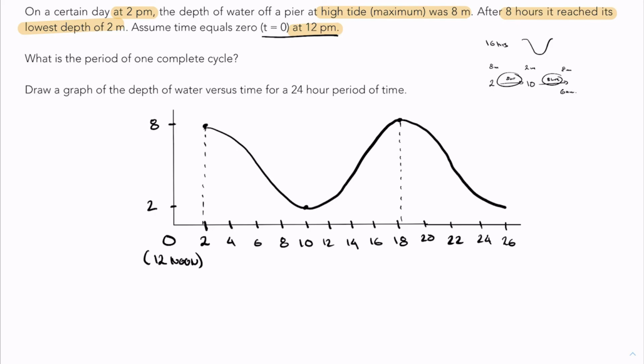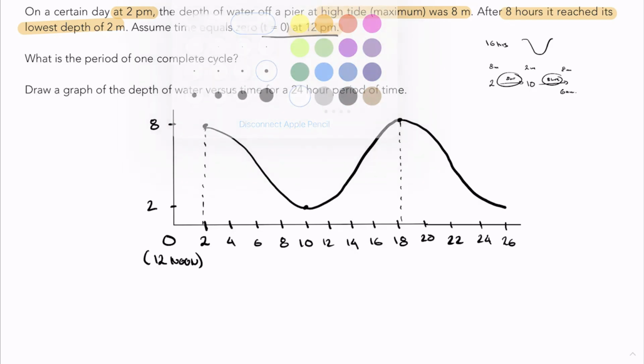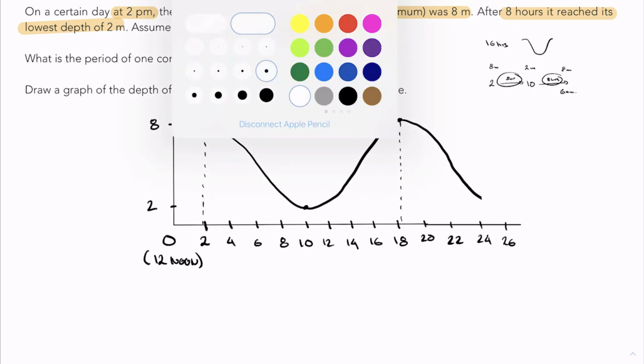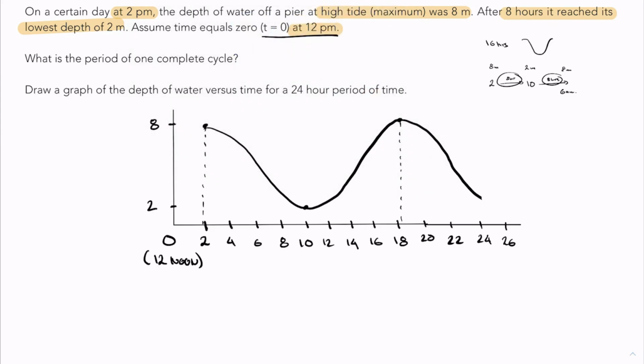But again, we're not going that far, so let's just chop off the end over here, because we're only looking at a 24-hour period. Similarly at the front, we're going to come down somewhere over here. It'll cross the y-axis, wherever that is. And there you have your graph of the depth of the water versus time over a 24-hour period.